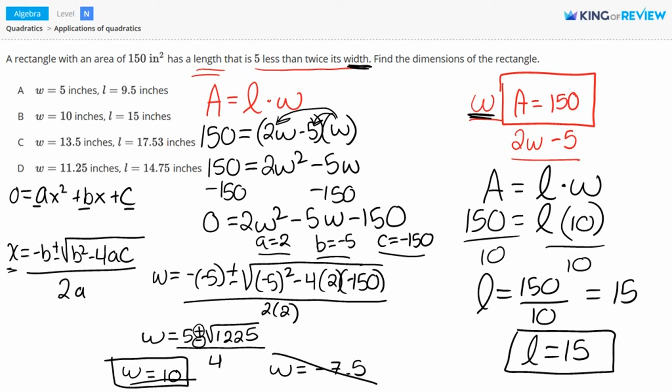You could have also solved for the length here. Length equals 2w minus 5. So you could have gone 2 times 10 minus 5, and this equals 15. So our answer is the width is 10 inches and the length is 15 inches. Letter B is correct.